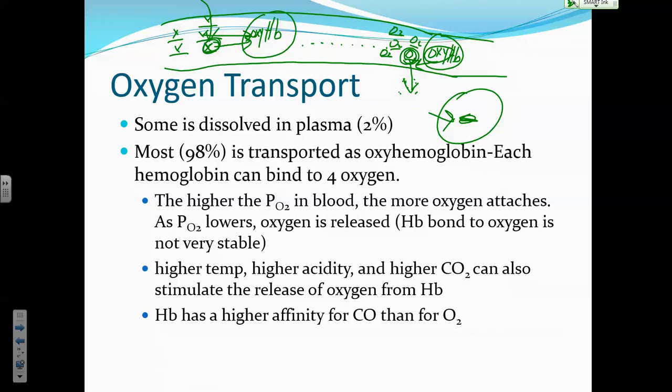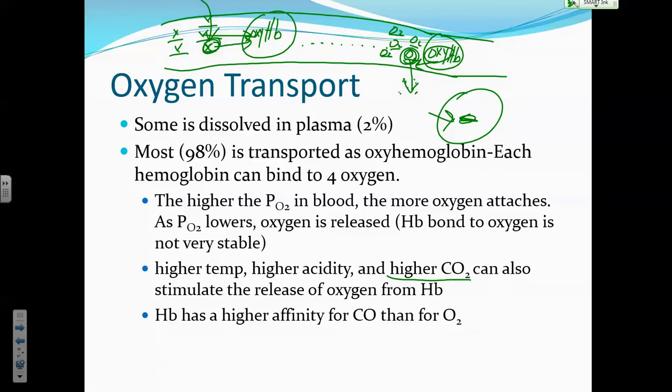Several conditions of the body can affect the release of oxygen from hemoglobin. For example, a low oxygen level in the blood plasma, which can also be indirectly caused by a high CO2 level, because the oxygen is being used and CO2 is being produced at the cell, so CO2 goes up. So as the CO2 level rises in your blood, then oxygen lets go of hemoglobin even more than it would when the CO2 was low in the blood.